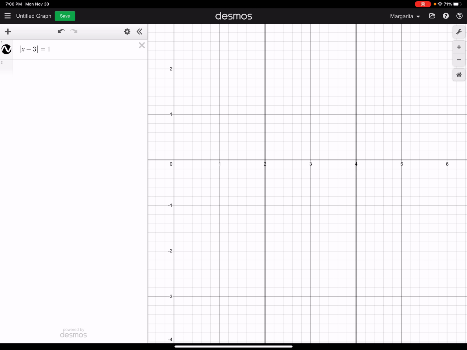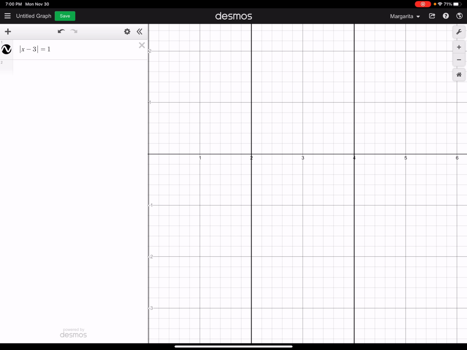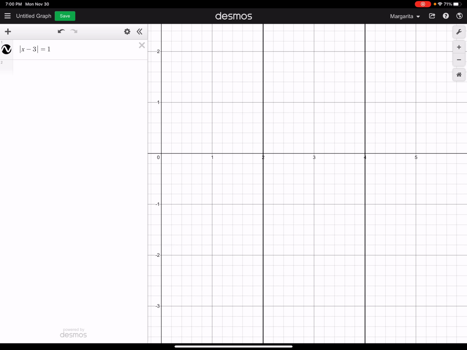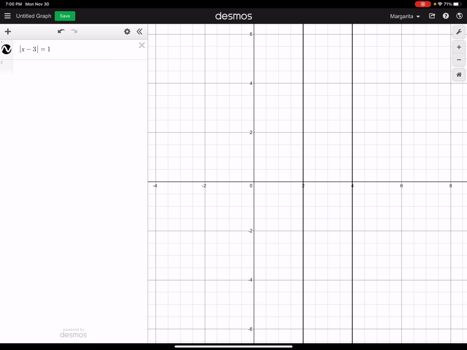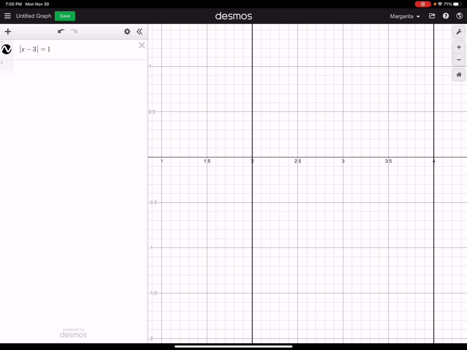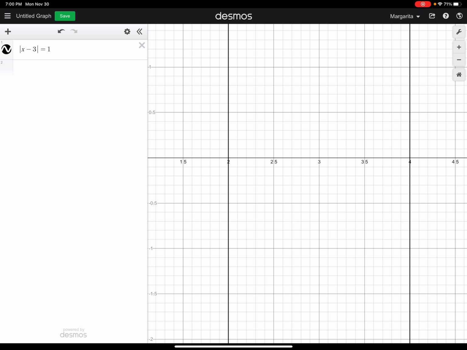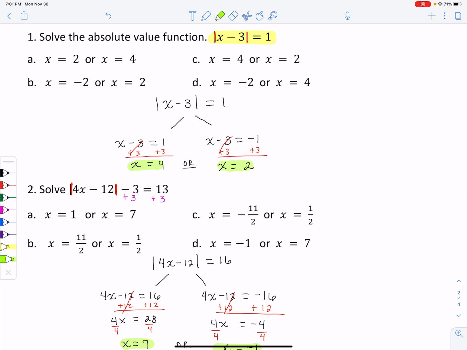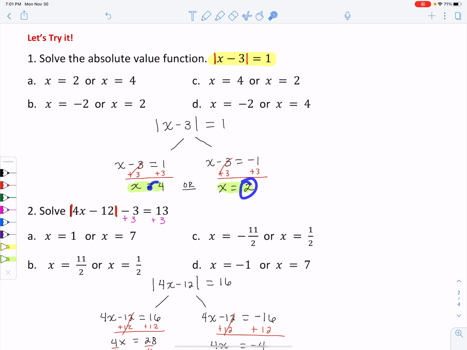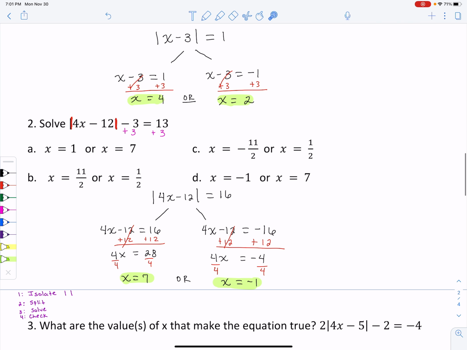Because this is not really a function, it doesn't really draw the absolute value graph. So you also can't put a point here. But if it doesn't show you the number, just keep zooming in until you see what the value is. So right now I can see that it crosses at 2 and it crosses at 4, right? 2 and 4. So is that what we got for number 1? X equal 2 and x equal 4? Yep, that matches what Desmos says. So that was the check for number 1.